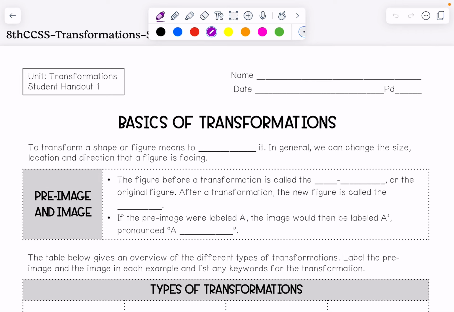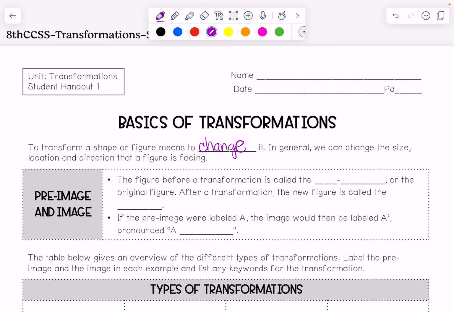Hi, seventh graders. Today we're going to be talking about transformations. So this will be a new topic for us. Specifically, we'll be looking at transformations on the coordinate plane. When we transform something, we're changing it. In this case, to transform a shape or a figure means to change it. We can change the size, the location, or the direction that a figure is facing.